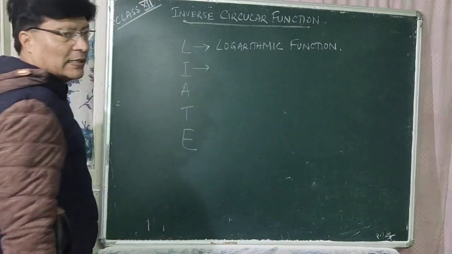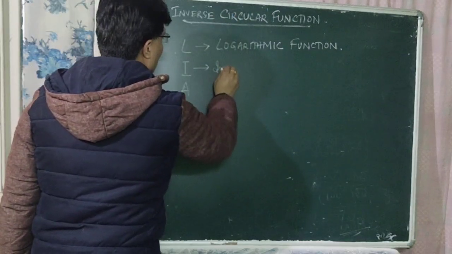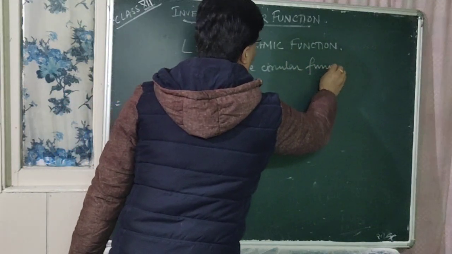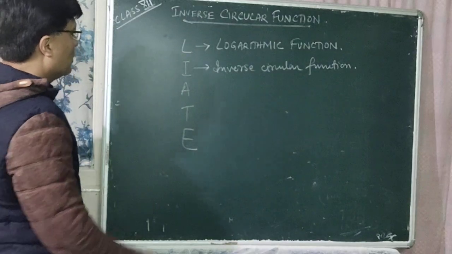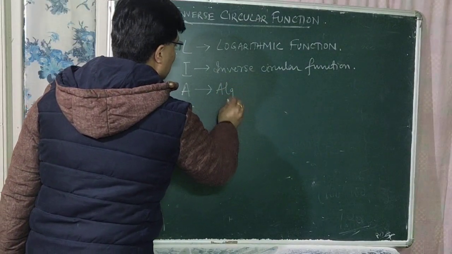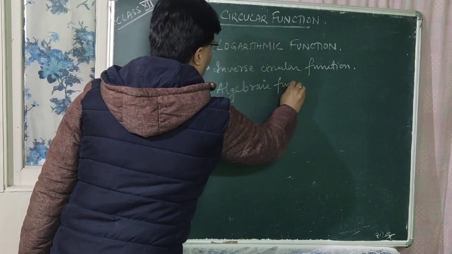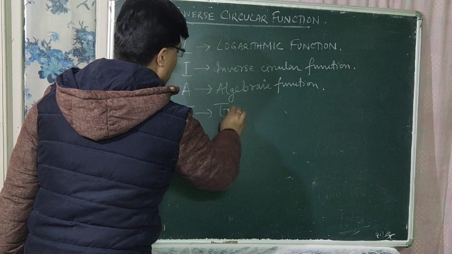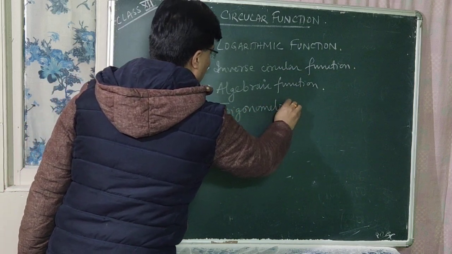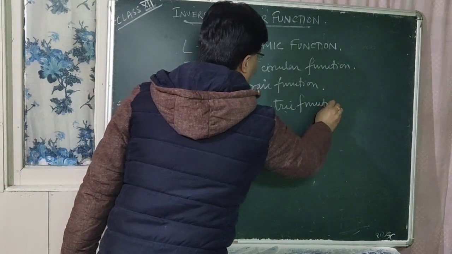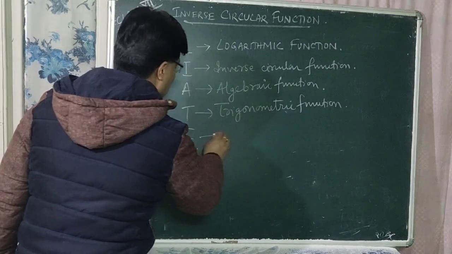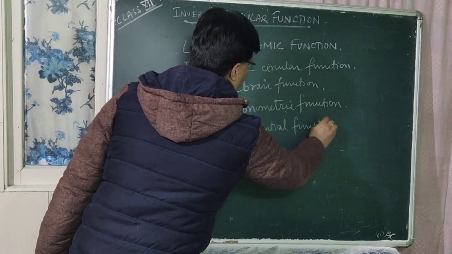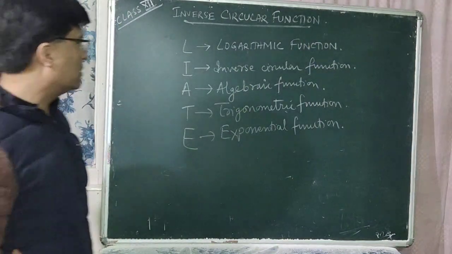I is the inverse circular function. A is the algebraic function. T is the trigonometric function. And E is the exponential function.